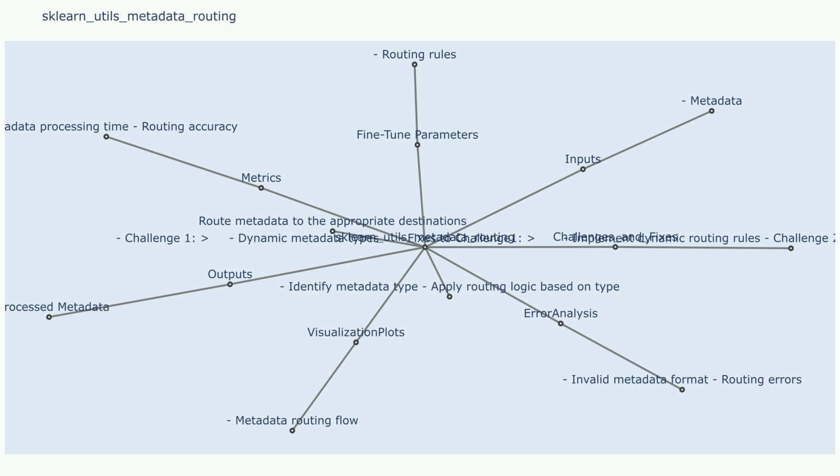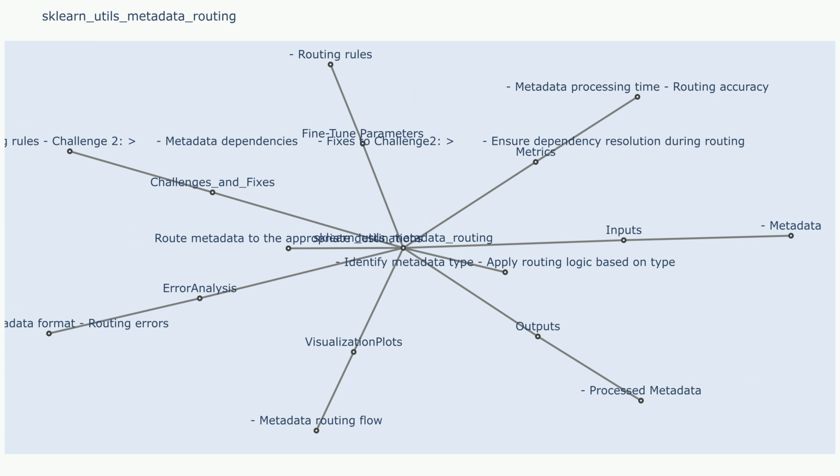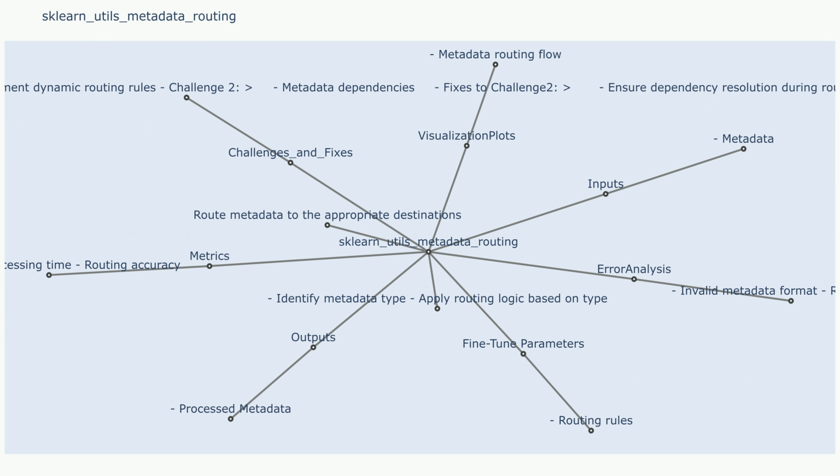sklearn.utils.metadata_routing. Description: the metadata routing function in scikit-learn's utils module provides a mechanism to route metadata associated with various objects, such as estimators, transformers, and datasets, to ensure consistent and efficient data handling throughout the machine learning workflow. It facilitates the propagation of metadata, including information like input and output data types, dimensions, and scaling parameters, through different stages of a model pipeline.